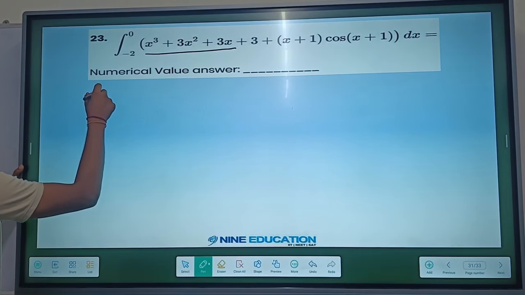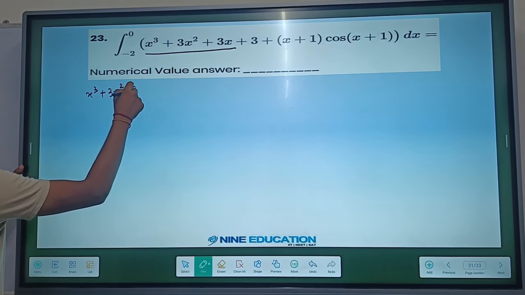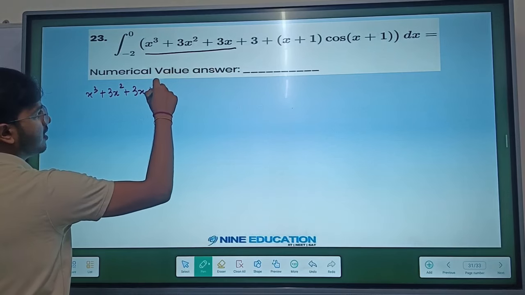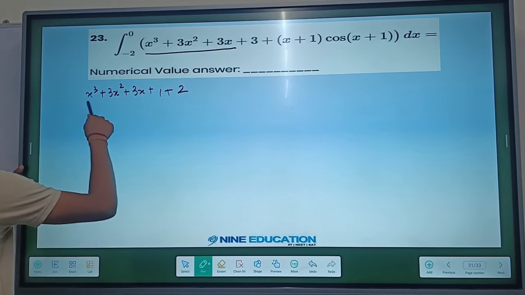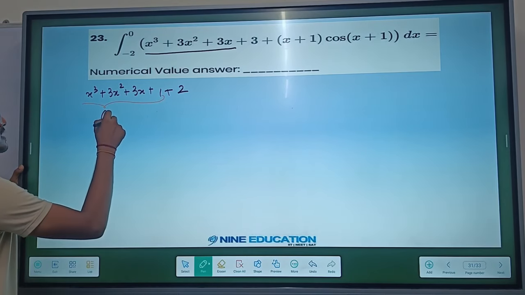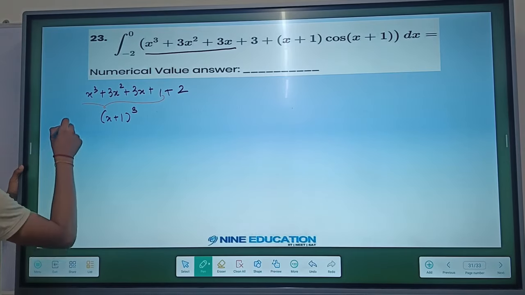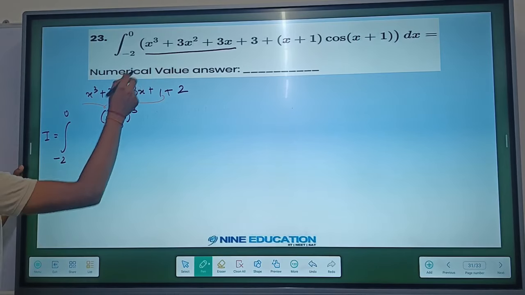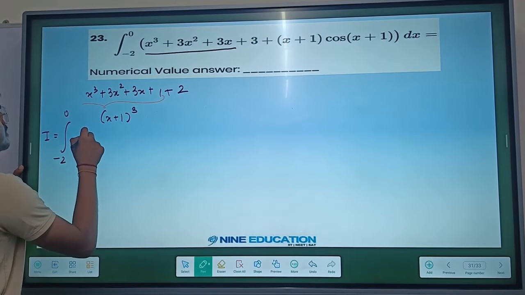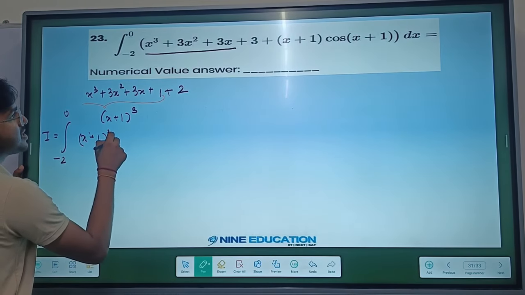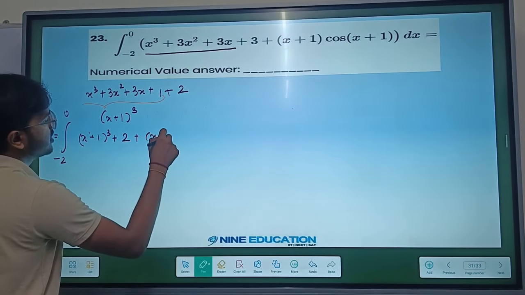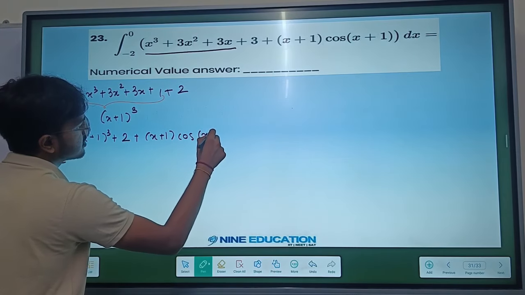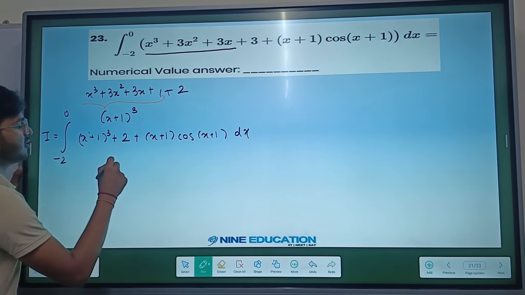So basically x cube plus 3x square plus 3x plus 1 plus 2 I can write, and this whole thing is what? x plus 1 whole cube. So I can write this integral from -2 to 0 of (x plus 1 whole cube plus 2 plus x plus 1) into cos of x plus 1 dx.